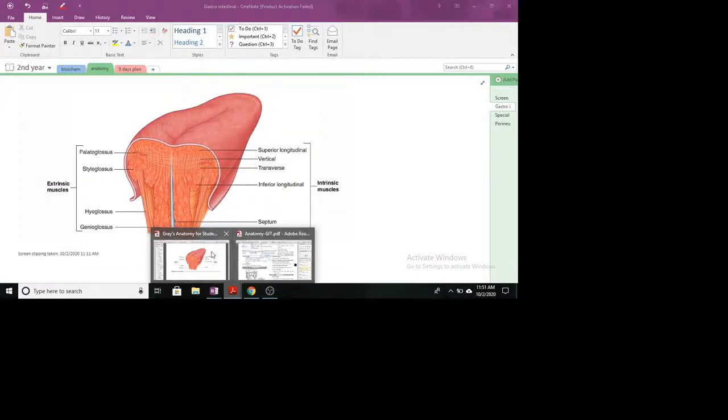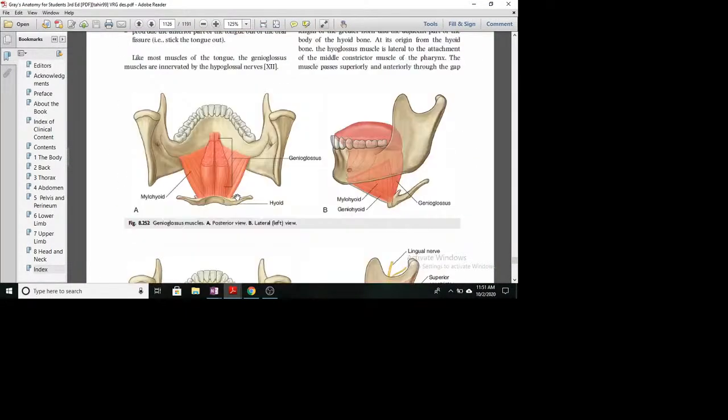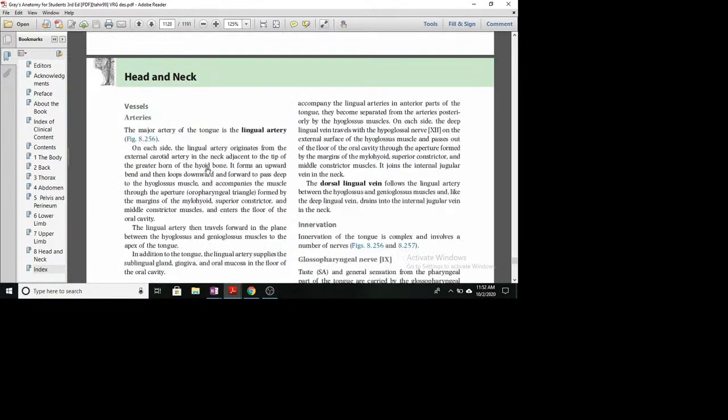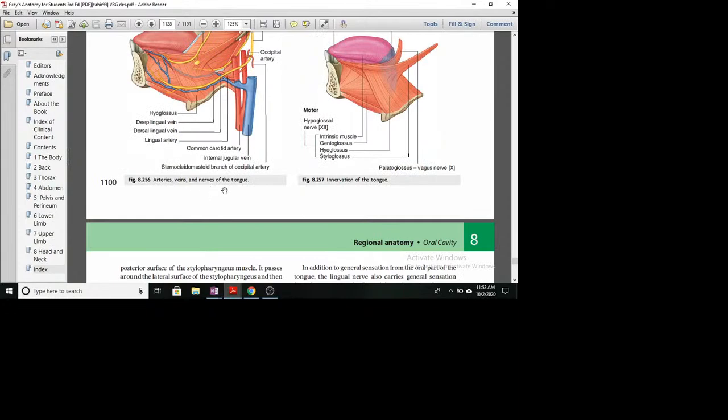So let's see if we have any figure about that, the blood supply. Yes, this is the lingual artery, which is part of the external carotid artery. This is the hypoglossal nerve. There are arteries and nerves of the tongue.